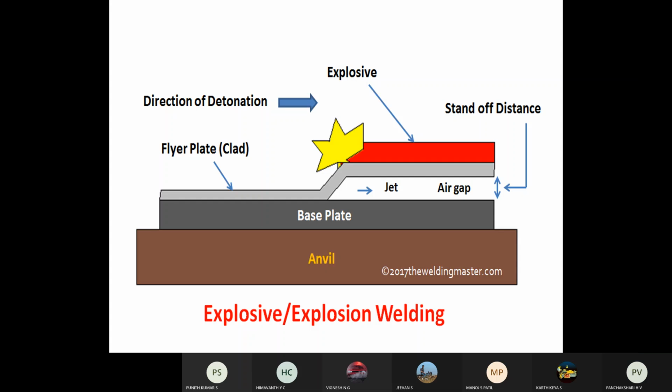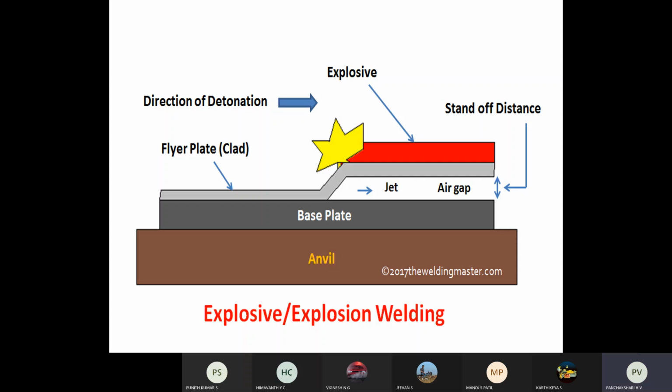Now what? Towards the left side, you can see the flyer plate, or cladding material, is cladded to the base material, or base plate. But towards the right, where the explosive is, you can see there is still a gap. The gap means there is an air gap. That is the standoff distance. The flyer plate, the material to be cladded, is placed at a distance called the standoff distance.